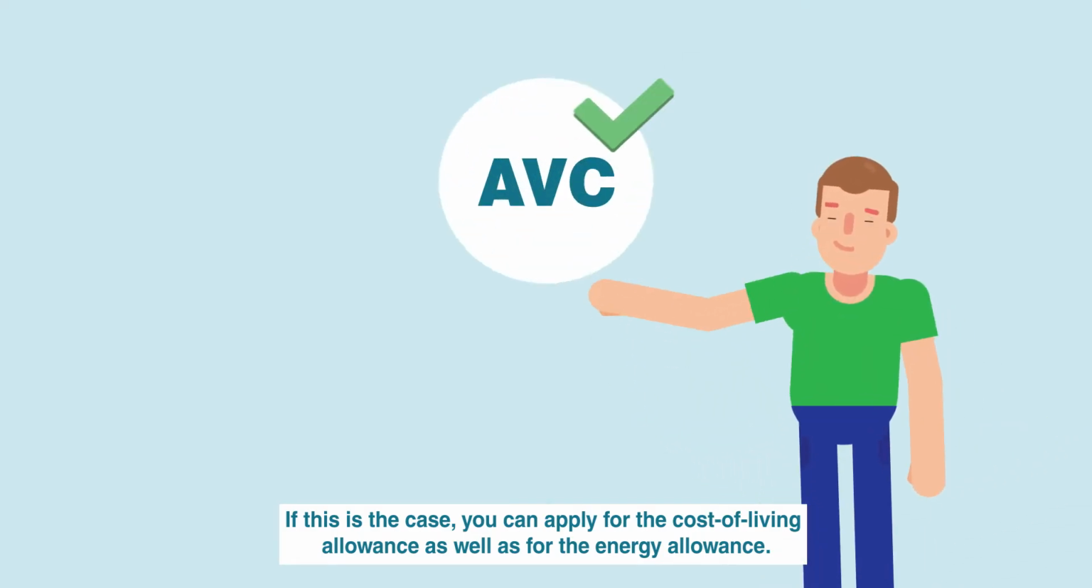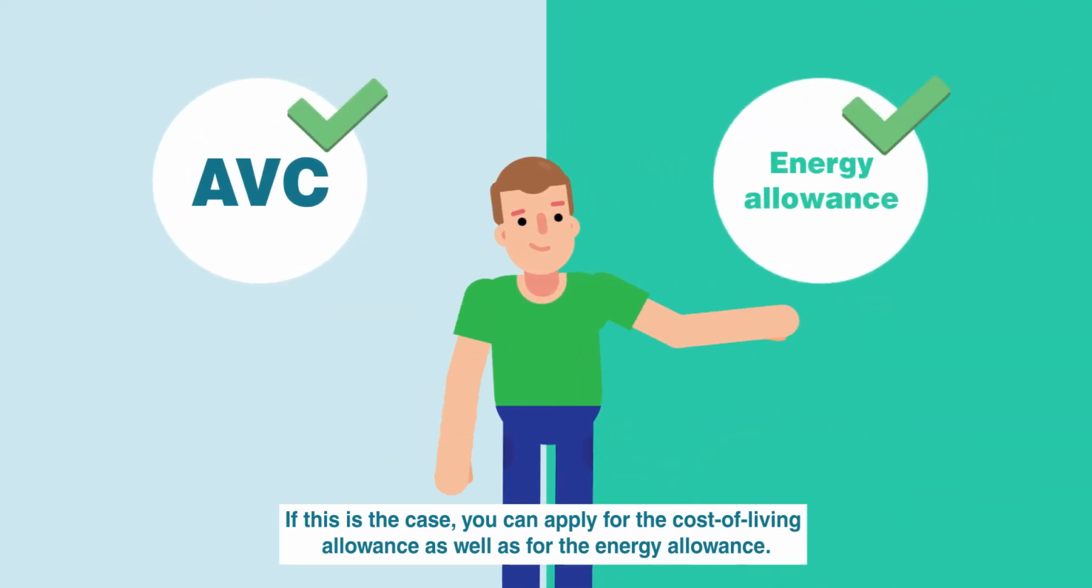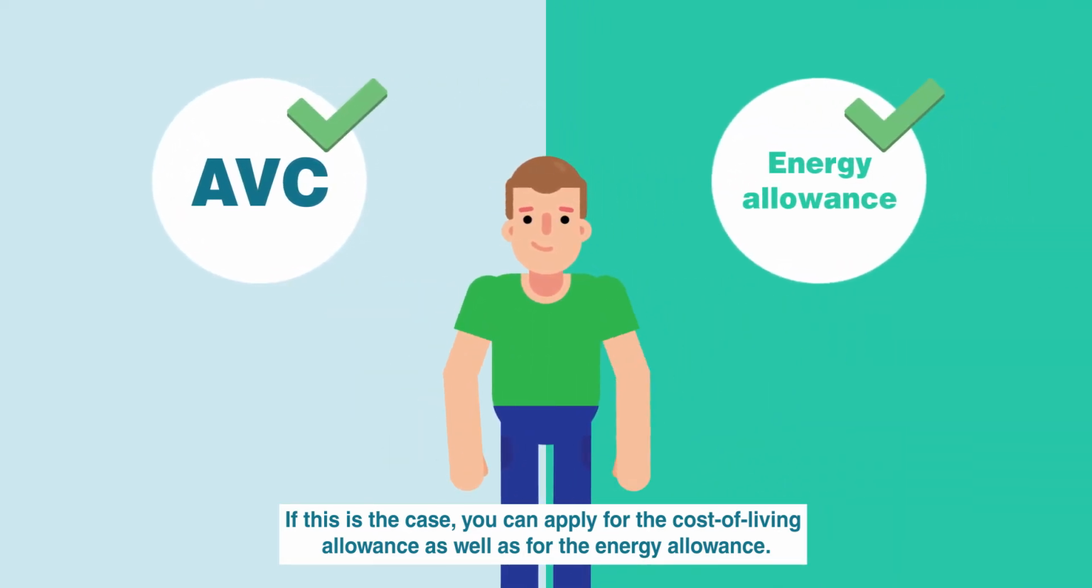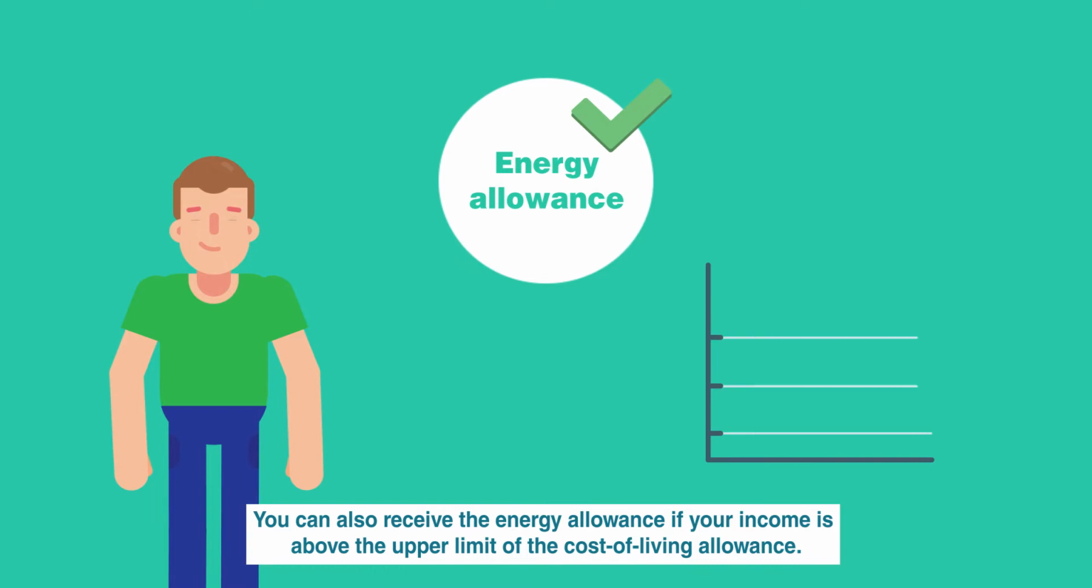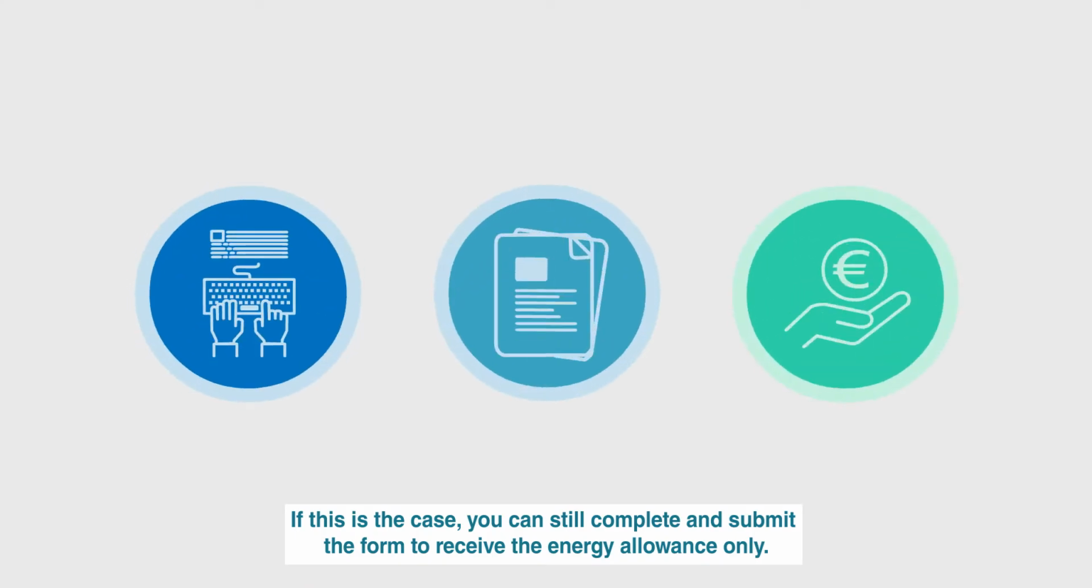If this is the case, you can apply for the cost of living allowance as well as for the energy allowance. You can also receive the energy allowance if your income is above the upper limit of the cost of living allowance. If this is the case, you can still complete and submit the form to receive the energy allowance only. 2. Get the form.